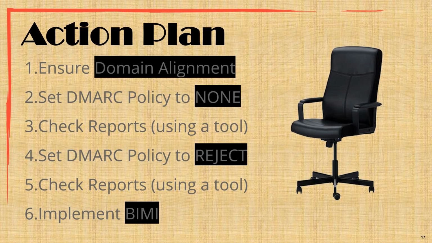And that's the action plan. First of all, we need to ensure domain alignment. That's step one. Then we can implement DMARC with a policy of none. Then checking reports, that's an ongoing task in the end. We need to check the reports and must be sure that all of our mail is authenticated correctly before we increase the policy. And then step five is checking the reports again. And in the end, that's also the outcome of the poll. You need to do that regularly. And as a last step, you can implement BIMI.